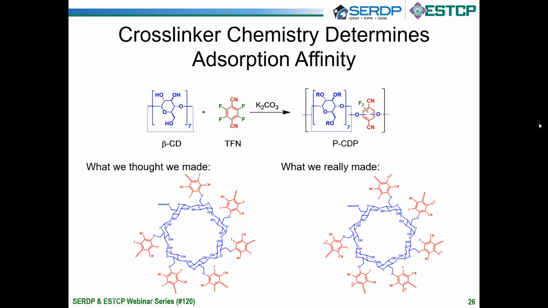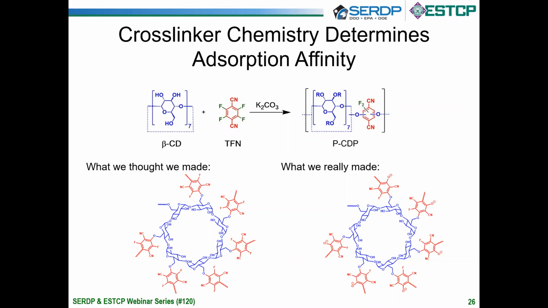And over the course of a year or more, we synthesized dozens upon dozens of different types of cyclodextrin polymers with different crosslinkers. And some of those polymers exhibited improved affinity for PFAS, which was encouraging, but none actually demonstrated the rapid adsorption kinetics and high adsorption capacity that P-CDP exhibits for many other types of adsorbents. Eventually, we made a really important discovery with respect to P-CDP.